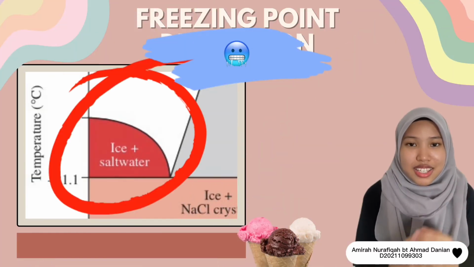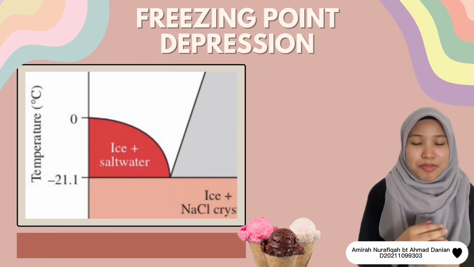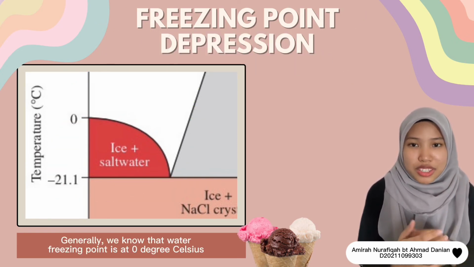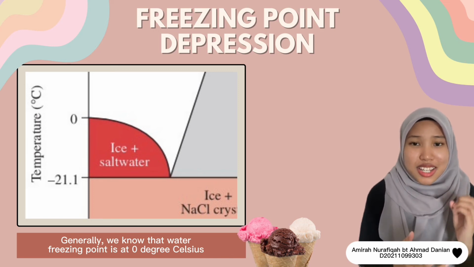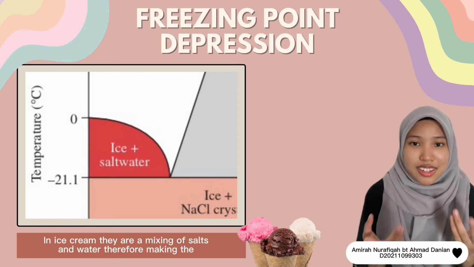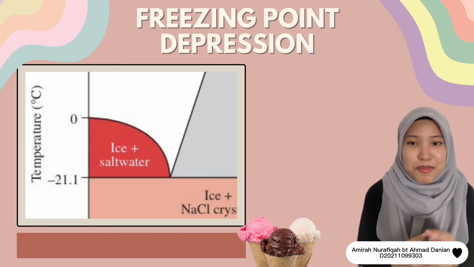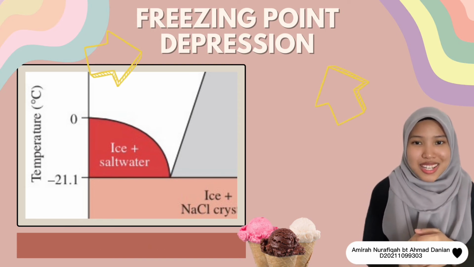The red area is an ice and salt water phase, and is called freezing point depression. Generally, we know that the freezing point of water is 0 degrees Celsius, but in ice cream, there is a mixing of salts and water, therefore making the freezing point of water below 0 degrees Celsius. The structure is disturbed. This is what happens in freezing point depression.